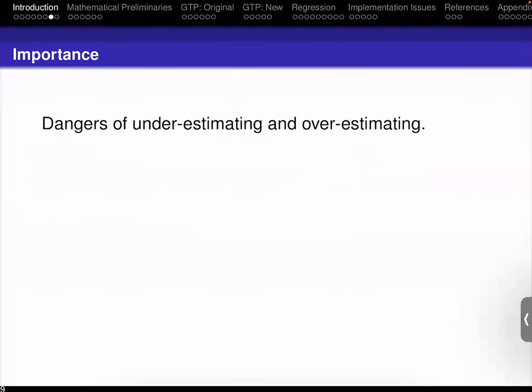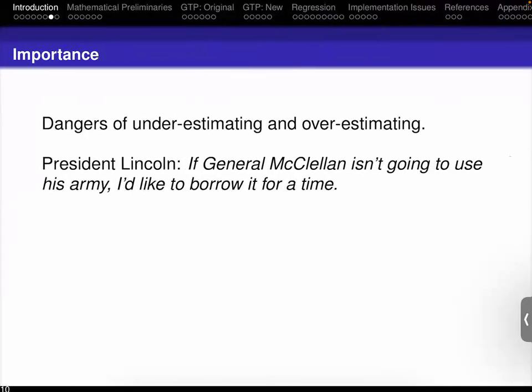Misspend resources, you misallocate. You put too many resources into that one battle. There's a lot of great quotes. I love the one from Lincoln in the Civil War: If General McClellan isn't going to use his army, I'd like to borrow it for a time. McClellan was terrific at training his troops. He wasn't so good about actually getting them into battle.